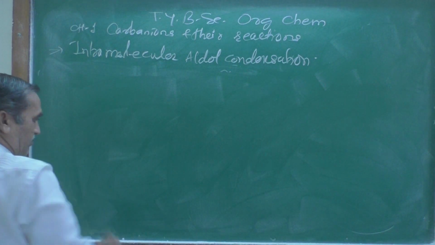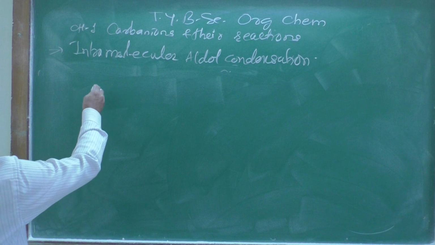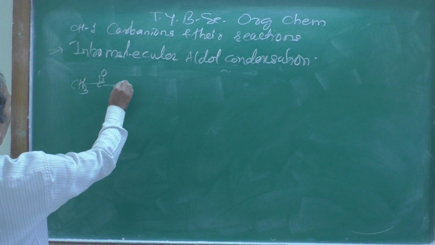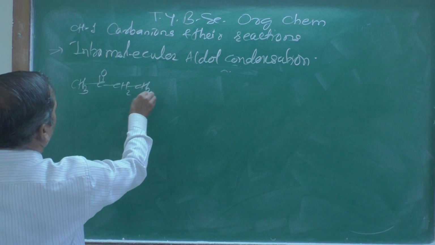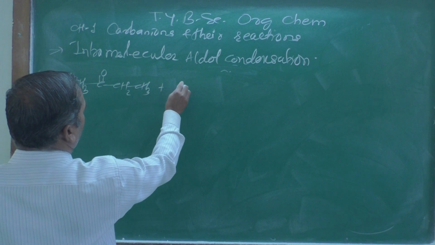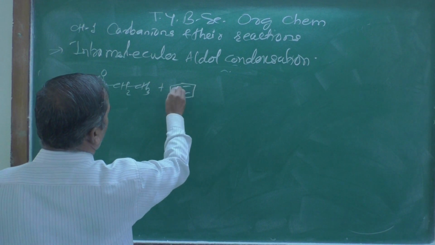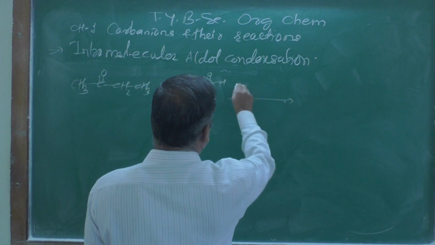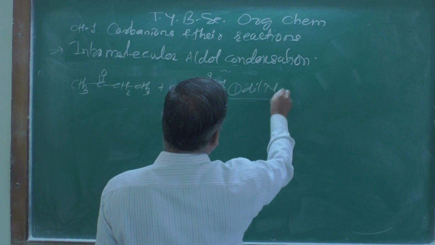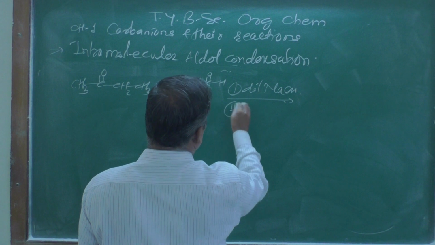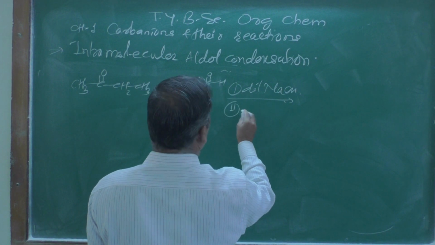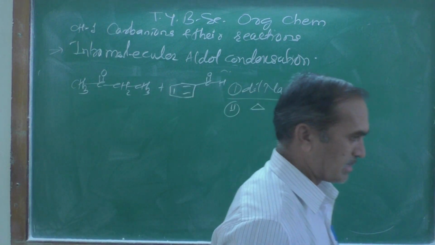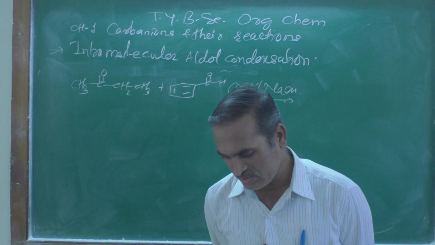Suppose we have this compound, CH3, C double bond O, CH2, CH3, that will be treated with C double bond O and H. First is dilute sodium hydroxide, and second is the heating process. What will be the product? And first tell me, does this reaction undergo aldol condensation?